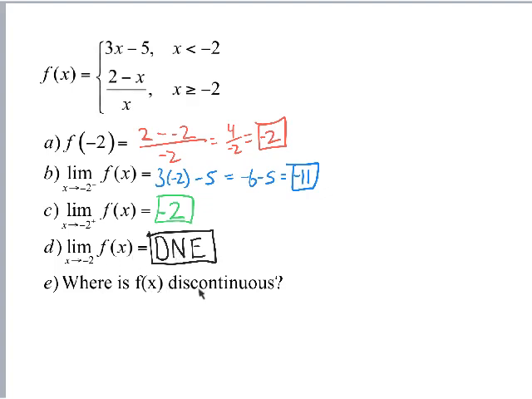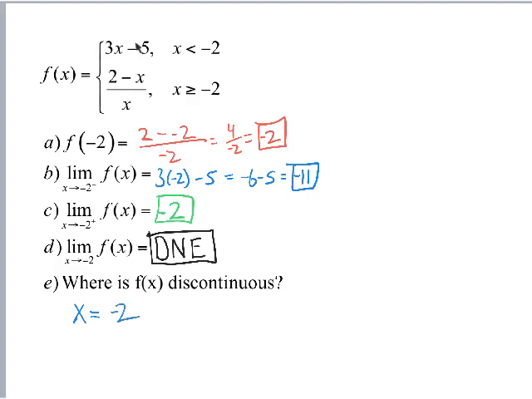So where is f of x discontinuous? Well, first thing we check is each at the breakpoint, because we want to see if these are connected. And what we noticed here is they're not. They do not touch. There is no limit at negative 2. They don't approach the same spot. So there is a discontinuity at negative 2. They do not meet. So my first discontinuity is going to be at x equals negative 2.